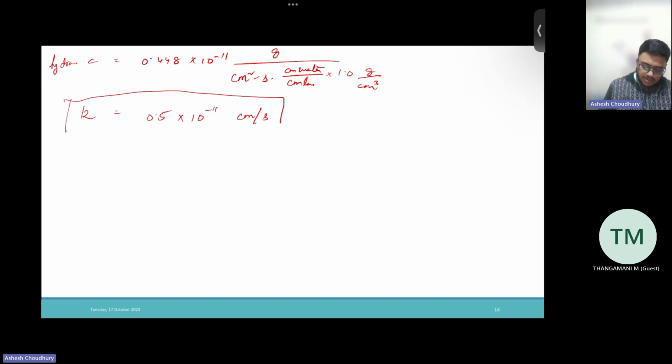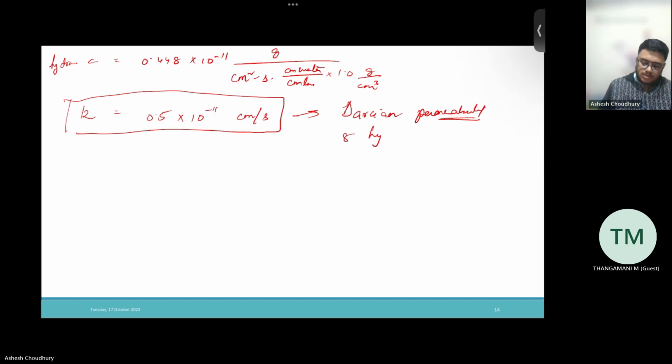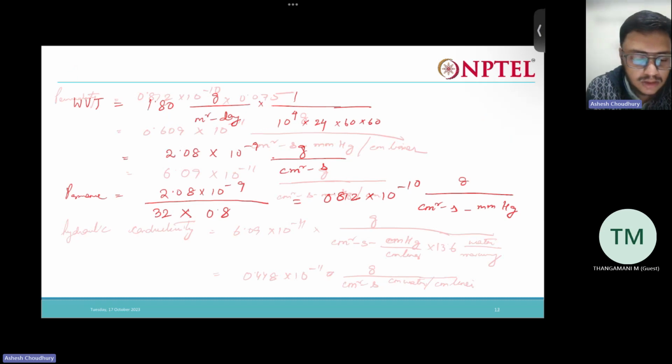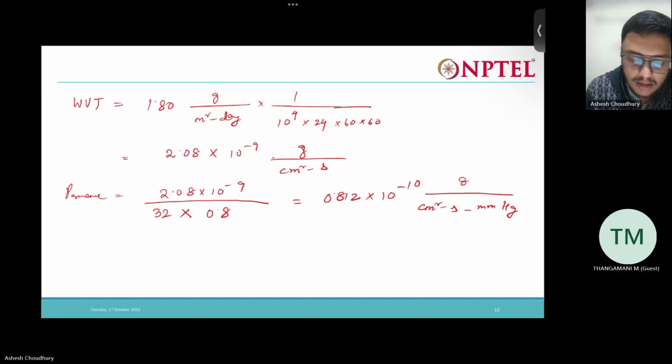Okay, so this is Darcian permeability or hydraulic permeability. So just by manipulating the units, we reached here. This is a very fast portion. It is easy to understand.